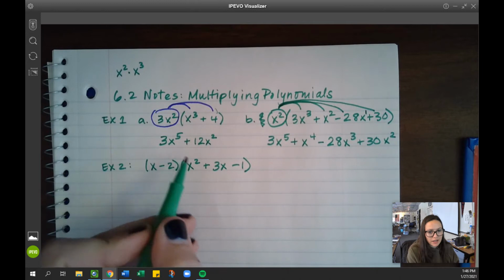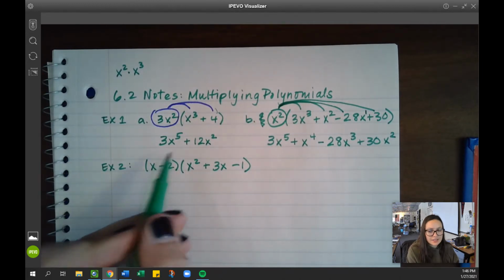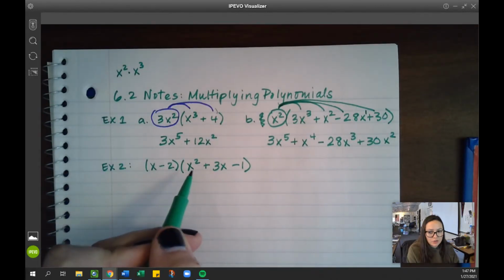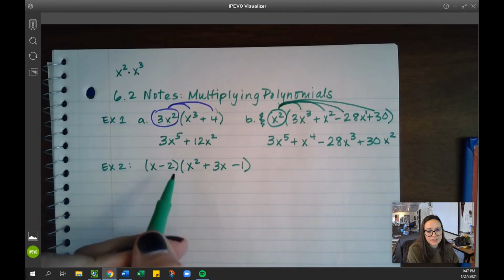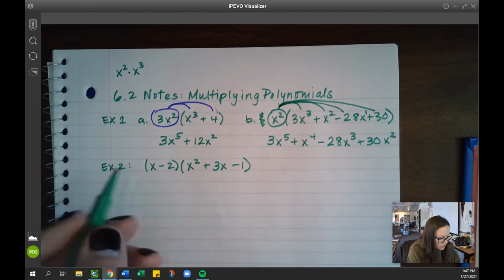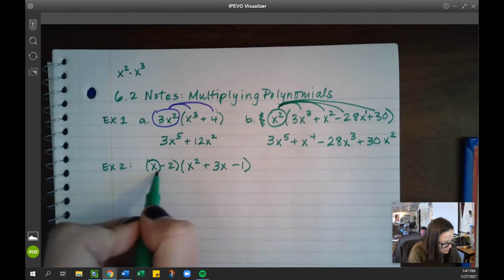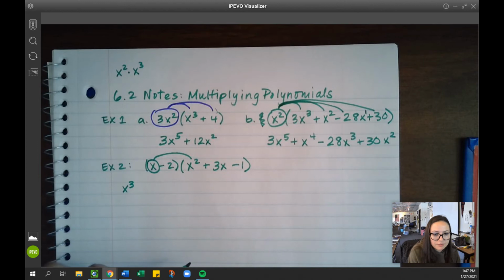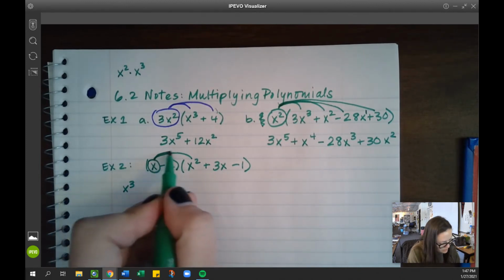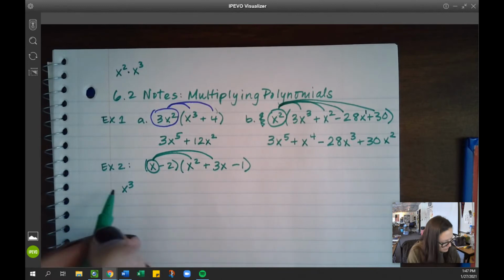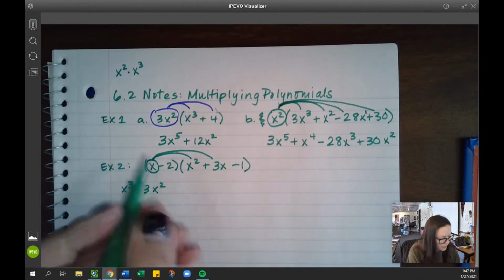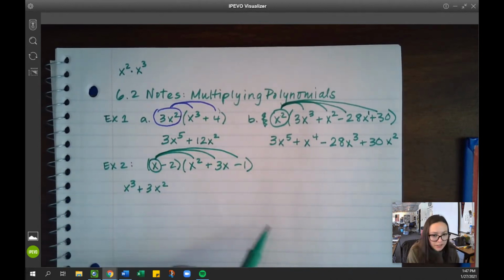to every term. So I'm going to do x times x squared, x times 3x, x times negative 1. And then I'm going to do the same thing with negative 2. Negative 2 times x squared, negative 2 times 3x, negative 2 times negative 1. So x times x squared is x cubed. Now we go on to x times 3x. X times 3x is 3x squared. Then we do x times negative 1, which is negative 1x.